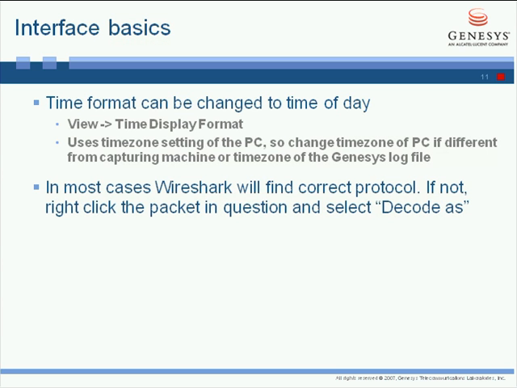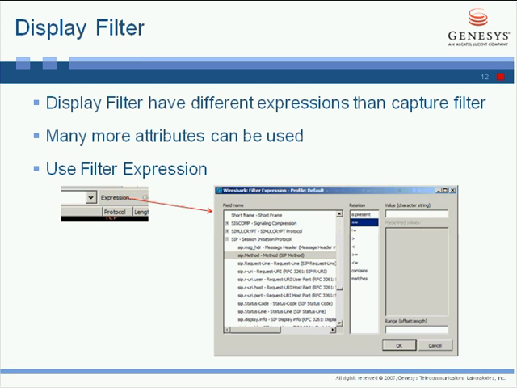There are two features that I want to mention about the main window. Then we need to talk about the display filters. The display filters have a completely different semantic and syntax from the capture filter, and you can also use a whole lot more conditions. In most cases, you can use most of the attributes of a particular protocol to filter the list of packets that are displayed.